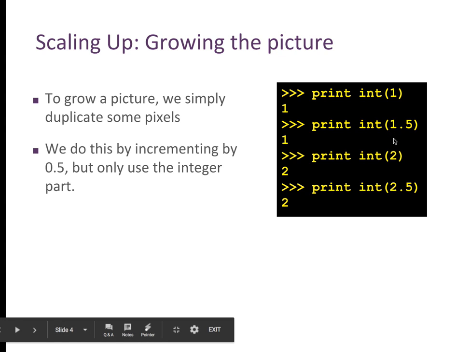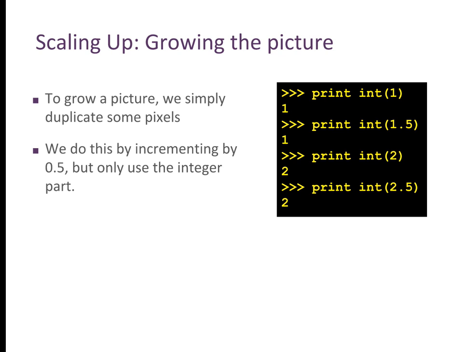Of course, we can't get a pixel at position 1.5, so we use the int function to truncate the 0.5 and give us a 1. So in effect, our counter goes 1, 1.5, 2, 2.5, but because we use the int function, we are in effect going 1, 1, 2, 2, 3, 3. In that way, we're copying every pixel in the source twice.